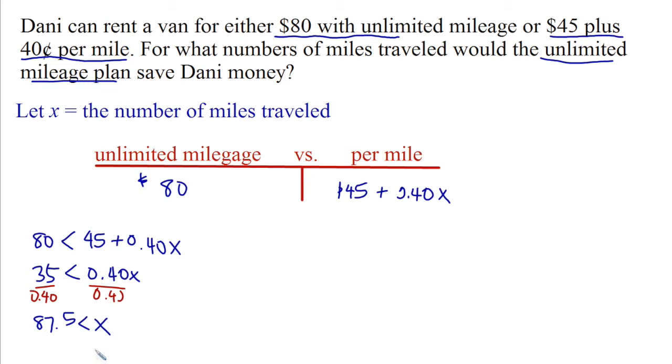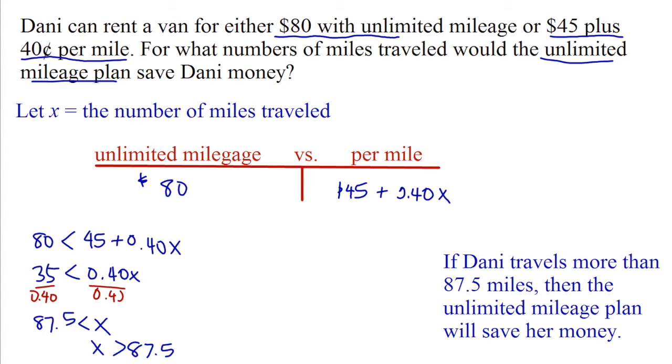We can also write this as x is greater than 87.5. This tells us that if Danny travels more than 87.5 miles, then the unlimited mileage plan will save her money.